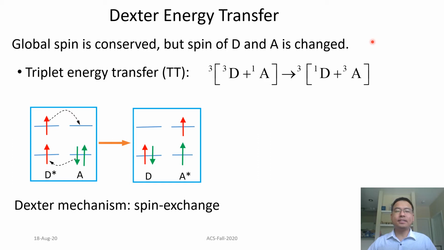Dexter energy transfer is a type of transfer reaction between the donor and acceptor where the global spin of the whole system is not changed, but the spin of the donor and acceptor are both changed during the reaction. For example, in triplet energy transfer reaction, we need a Dexter mechanism, which means we need a spin exchange between the donor and acceptor to make it happen.